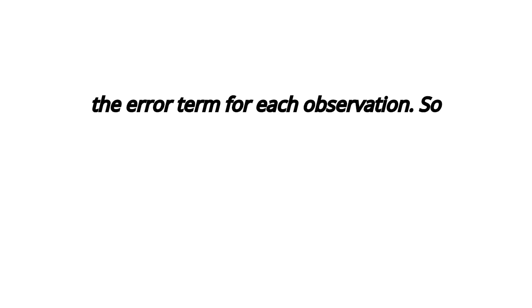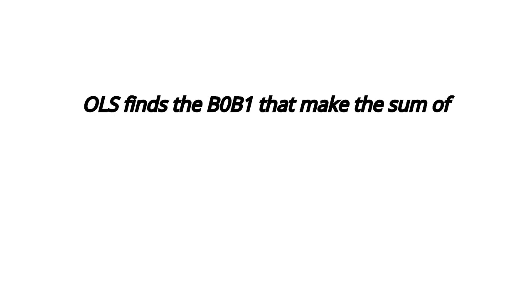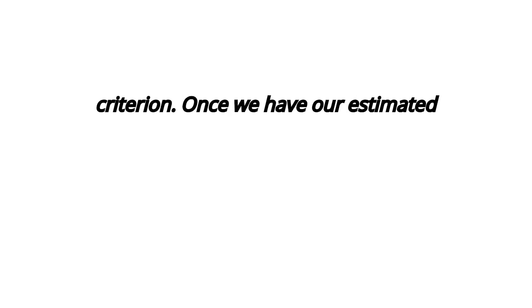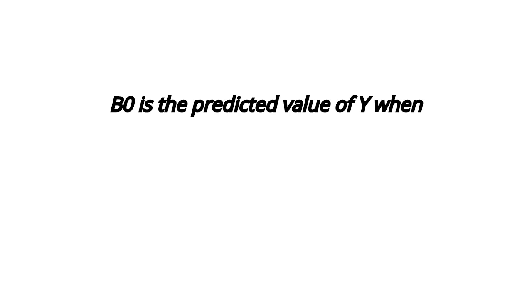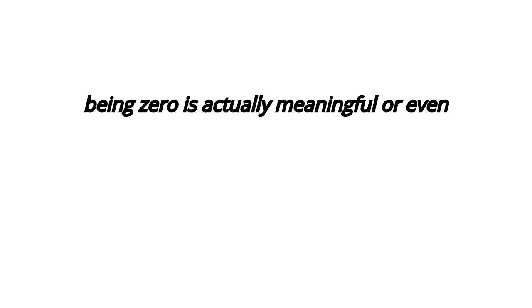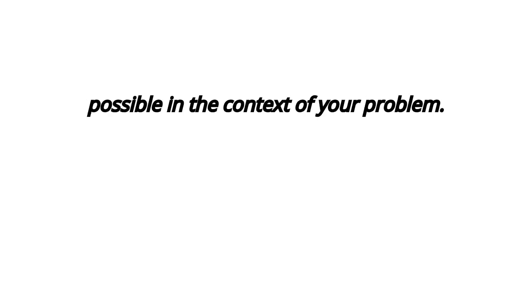Yeah. These vertical distances are the residuals, representing the error term for each observation. So OLS finds the b0 and b1 that make the sum of those squared residuals as small as possible. Precisely. That gives us the best fitting line according to that criterion. Once we have our estimated intercept, b0, and slope, b1, how do we interpret what those numbers actually mean? Okay, the intercept b0 is the predicted value of y when x is 0. It's really important to ask if x being 0 is actually meaningful or even possible in the context of your problem. Sometimes it is, sometimes it's just a mathematical construct.